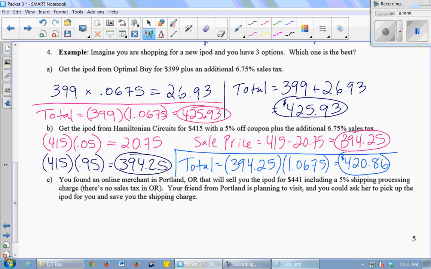Okay, so this is my out of pocket. That's what I have to pay when I check out from Hamiltonian circuits. So that's going to be a better buy than the optimal buy, right? Better price. Even though the advertised price is higher, if I have my 5% off coupon, I get a better deal.